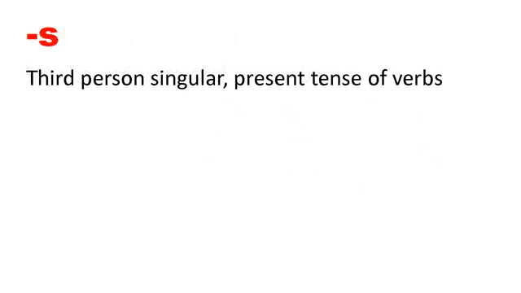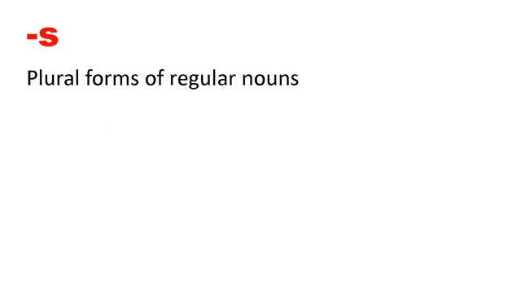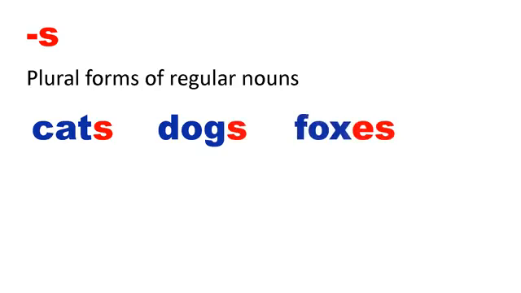The next ending we'll practice is the s ending. This ending is used for several purposes, and they all have the same pronunciation rules. We find the s ending in the third person singular present tense of verbs, as in wants, plays, and misses. We also use it to make the plural forms of regular nouns, as in cats, dogs, and foxes.